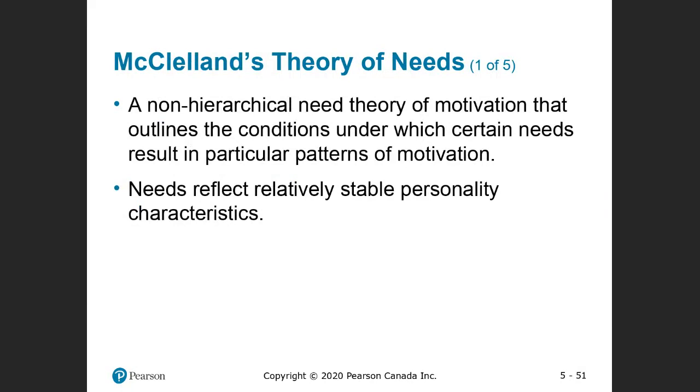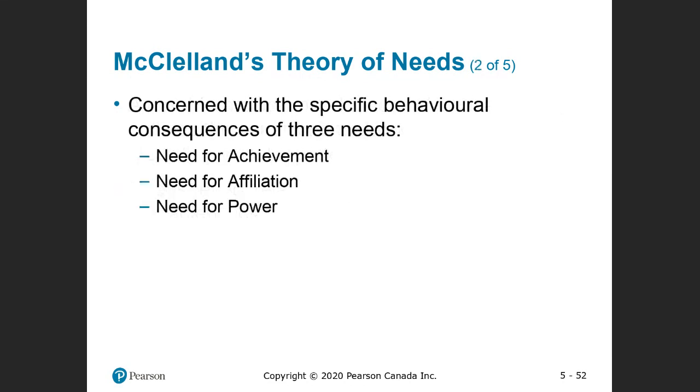The third needs theory would be McClelland's theory of needs. So this is a non-hierarchical needs theory. Instead of considering our needs as having different levels, lower level, higher levels, McClelland believed that no, we have different needs, but not in a hierarchy or in a certain sequence or order. According to this theory, we have a need for achievement, need for affiliation, and need for power.